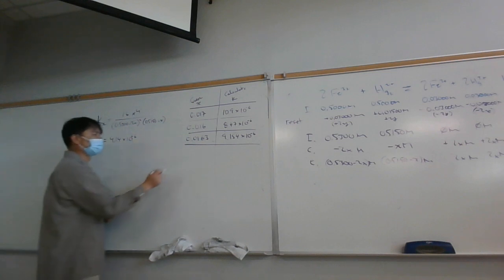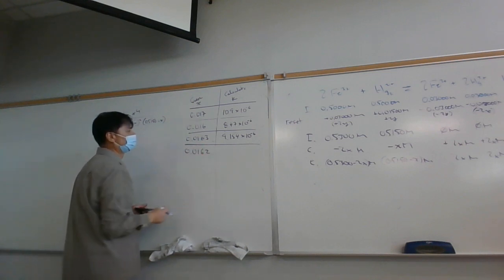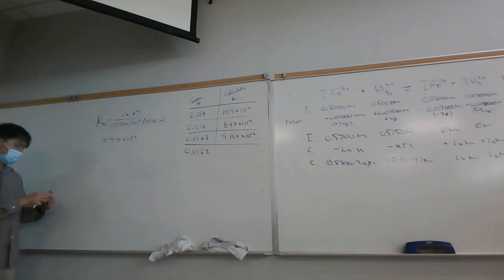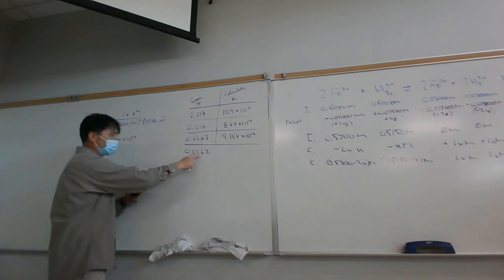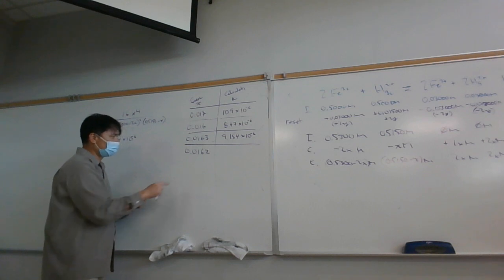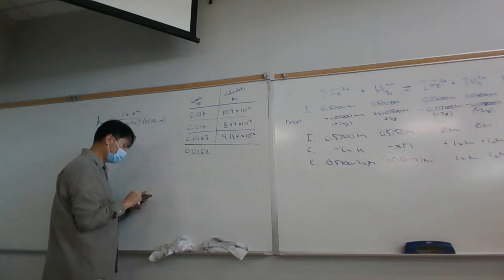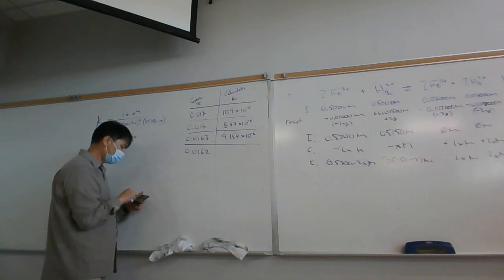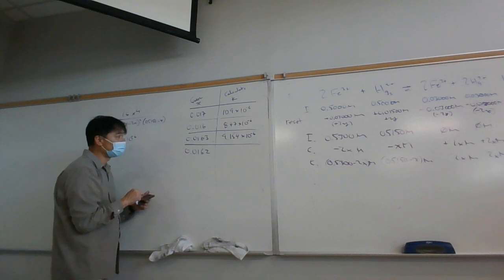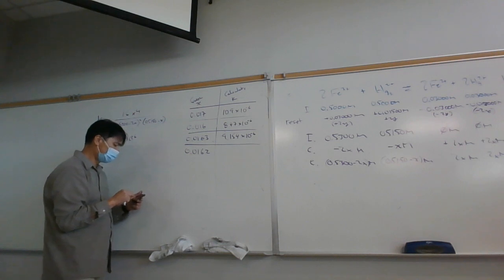0.162? Let's try 0.162. Okay, if we do 0.162 squared times 16 divided by parentheses 0.53 minus 2 times that, which would be 0.0324, so 0.53 minus 0.0324, close parentheses, square that, divided by parentheses 0.515 minus 0.0162, close parentheses. What did you get?